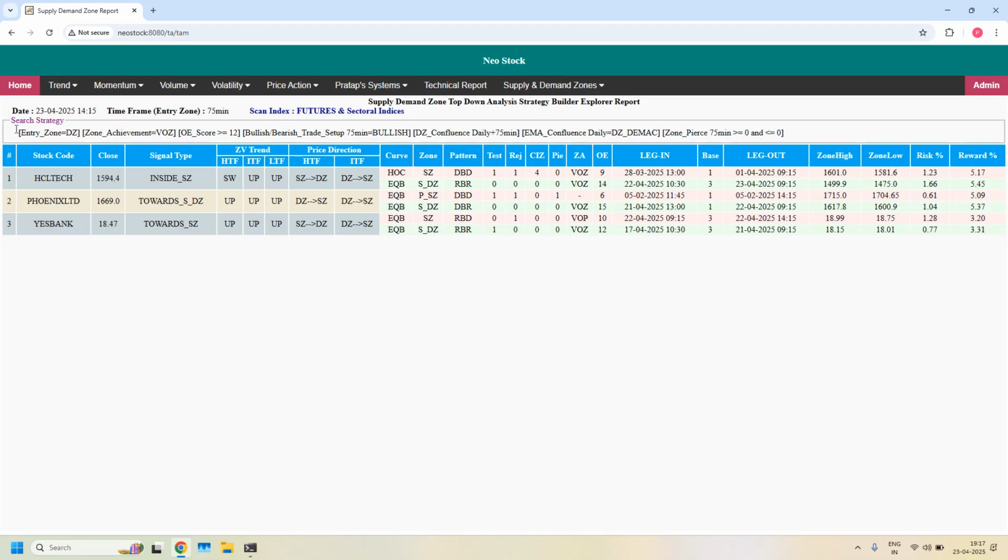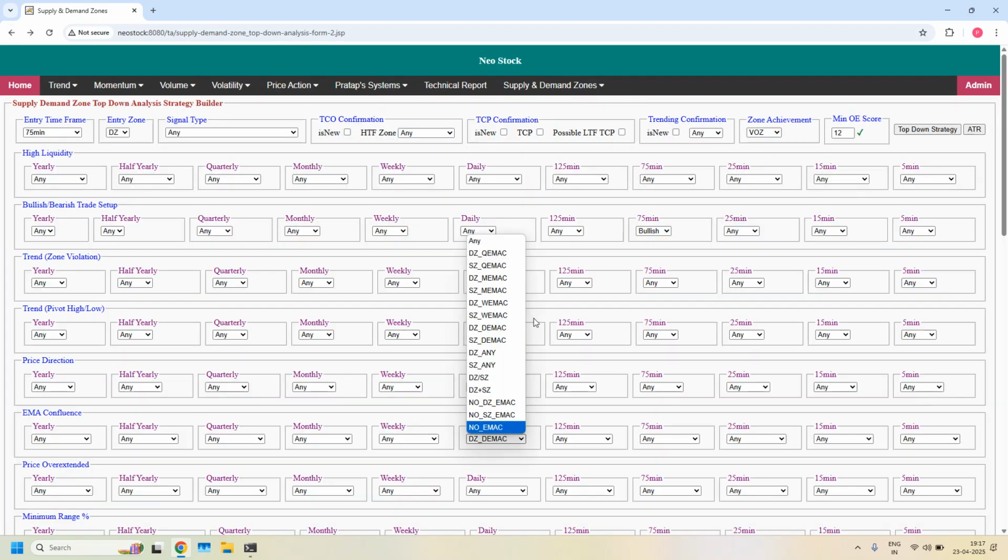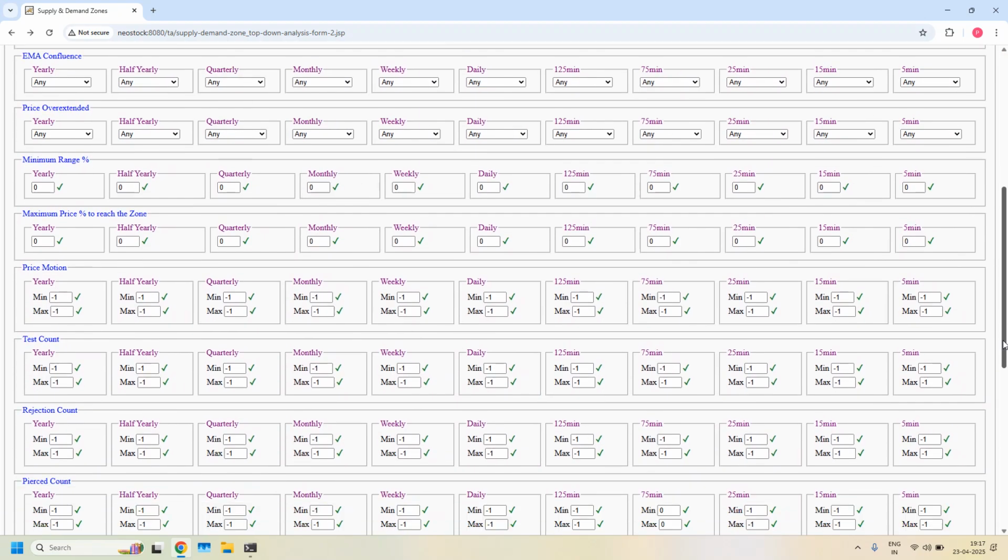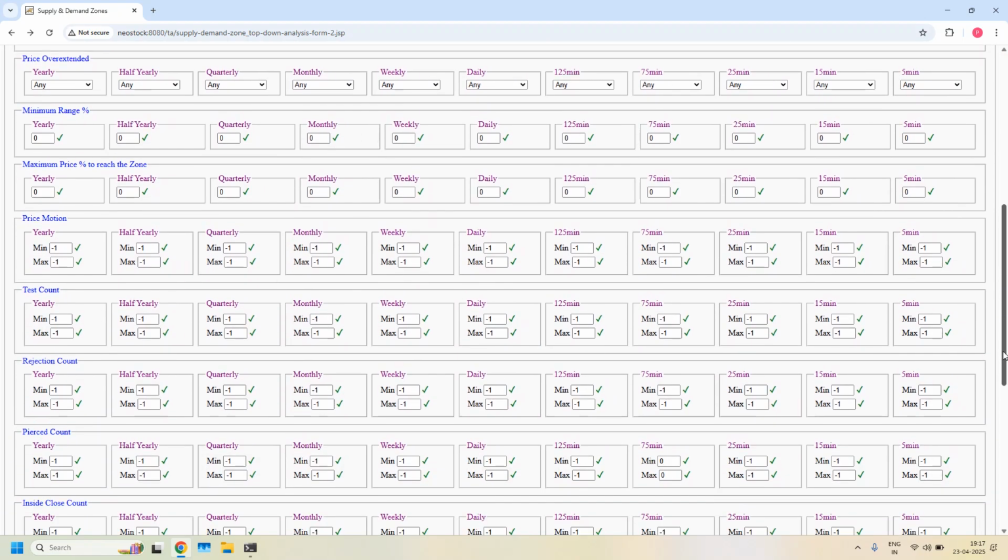Always look into the search strategy. Next, 75 daily and weekly demand zone confluence. Removing the EMA filter, the demand zone confluence.